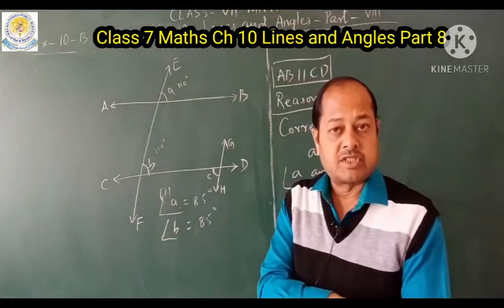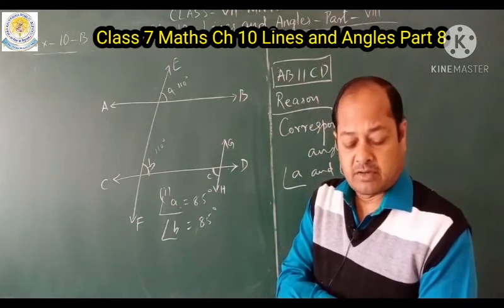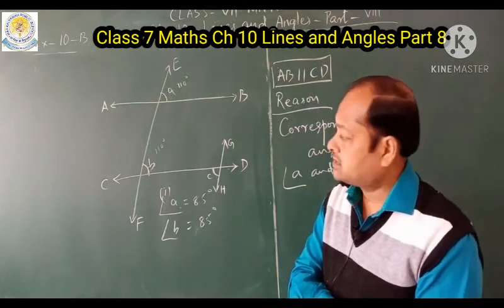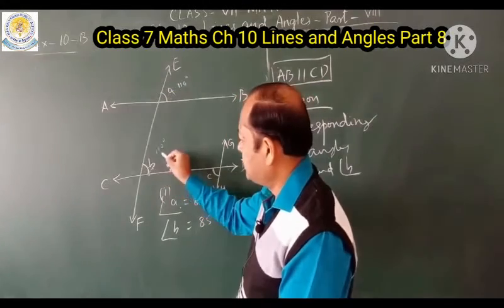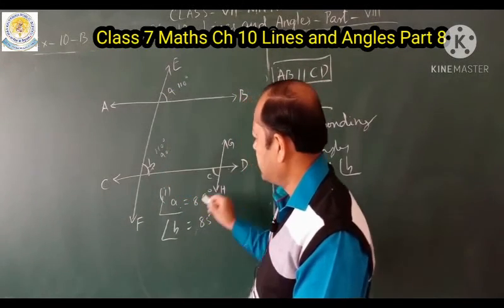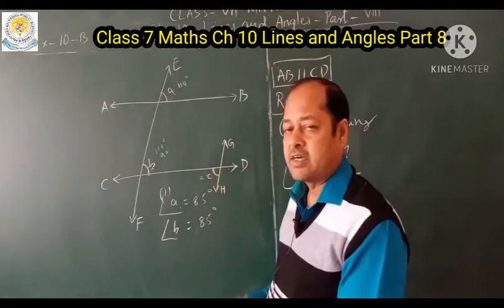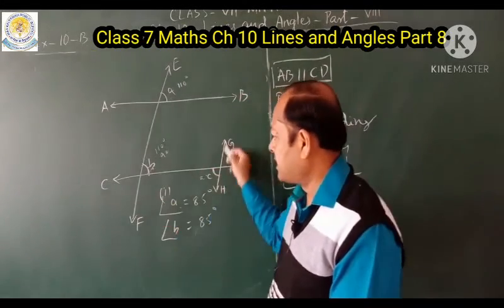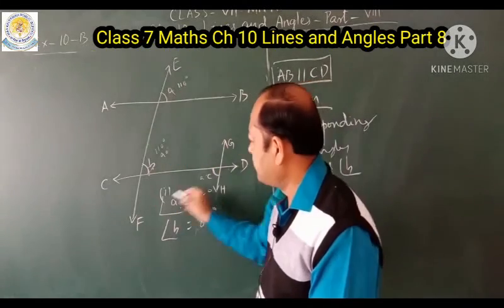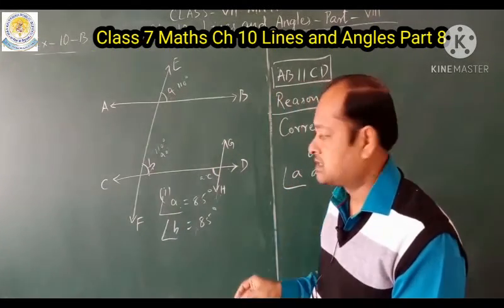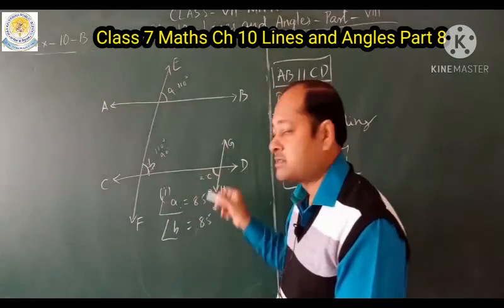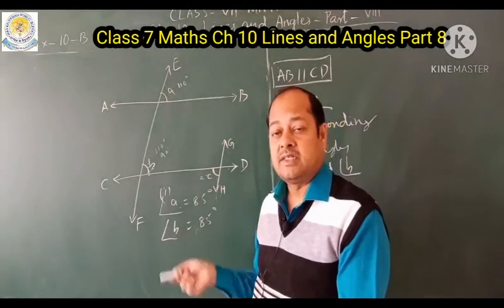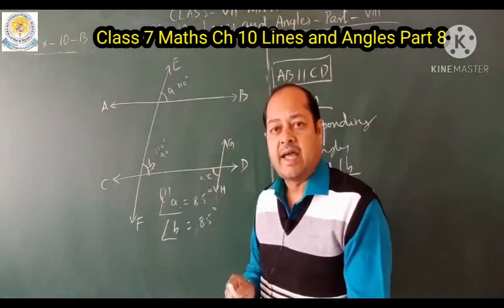Now look at question number 4. If B is 90 degrees and C is 90 degrees, what is the reason? The reason is alternate angles. If EF and GH are parallel lines, then angle B must be the same as angle C. The reason is again alternate angles.